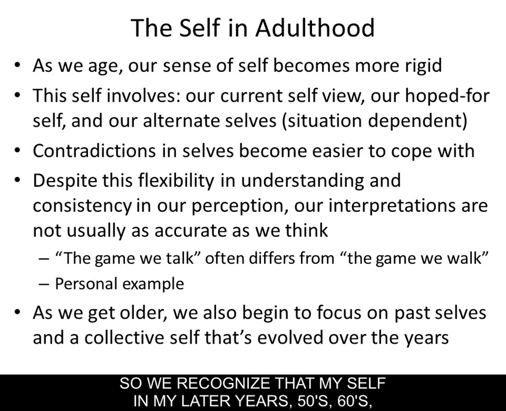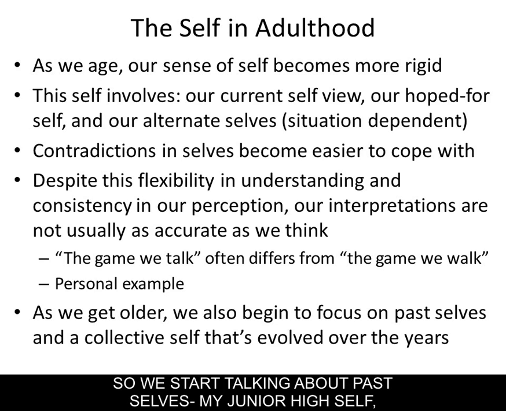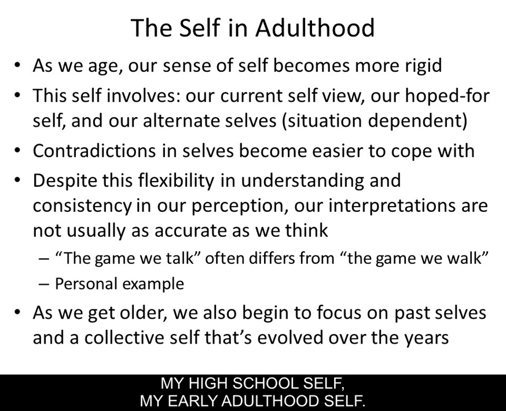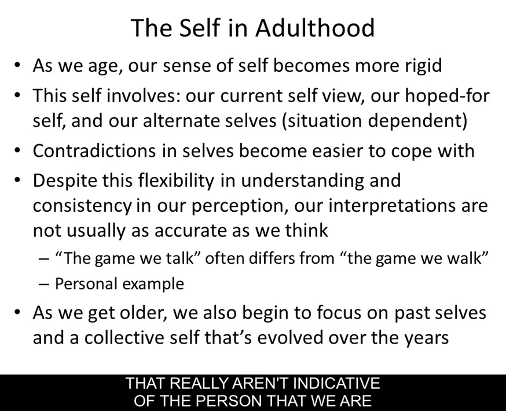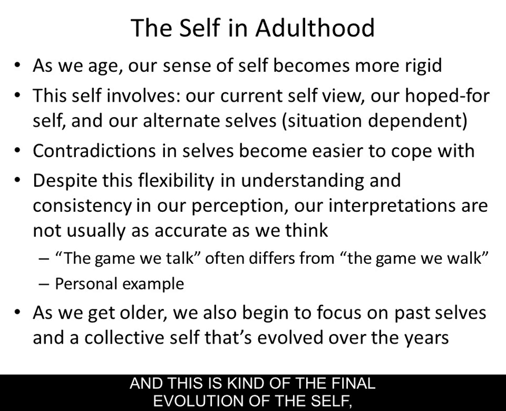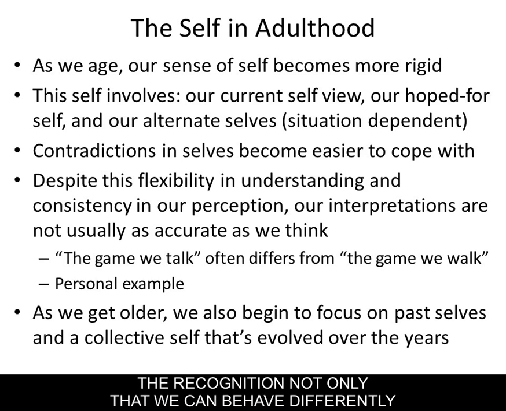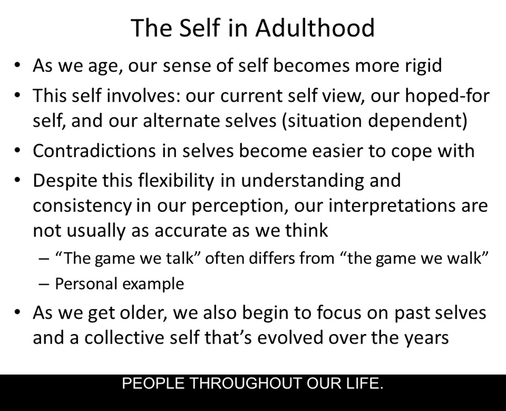So we recognize that myself in my later years, my 50s, 60s, 70s, is different from myself in my earlier adulthood years. So we start talking about past selves: my junior high self, my high school self, my early adulthood self, and we recognize that those are multiple selves that really aren't indicative of the person that we are in our later years. And this is kind of the final evolution of the self, the recognition not only that we can behave differently in different situations, but we've been different people throughout our life.